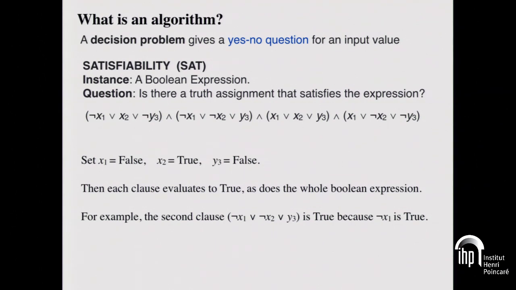If you said x1 equals false, x2 equals true, and y3 equals false, then you can see that each of these clauses is true. For example, the second one, not x1 or not x2 or y3, that's true because not x1 is true. x1 is false and not x1 is true. And you can check that each of the other three is also true. So this is something that people in complexity theory spend a lot of time studying.